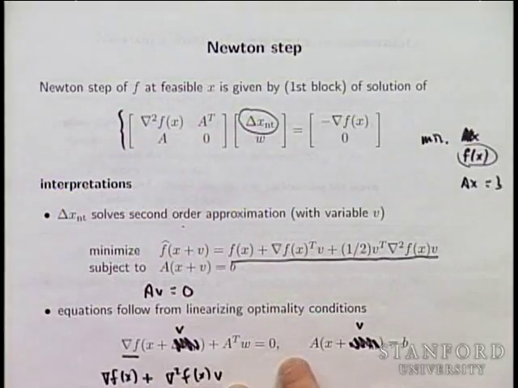If this matrix here has structure, and then you eliminate variables, eliminating variables can destroy the structure.